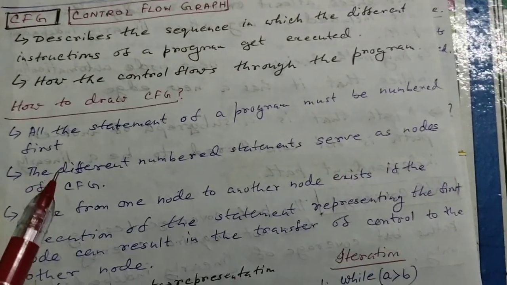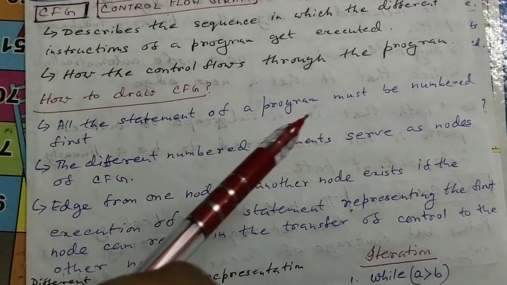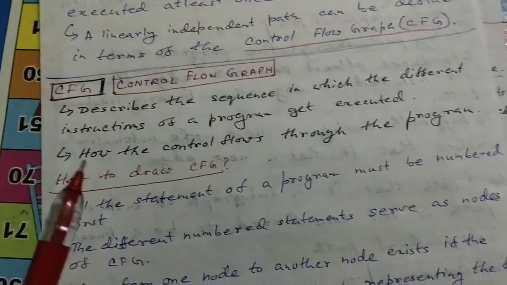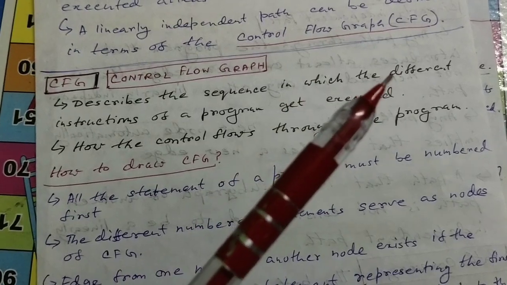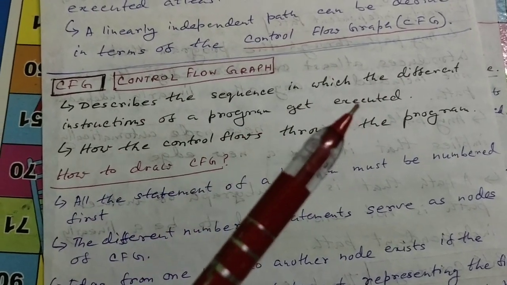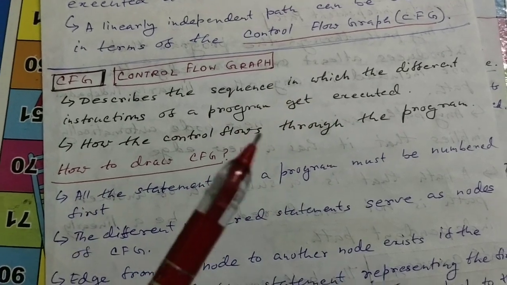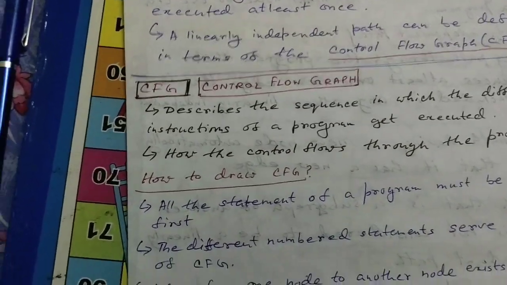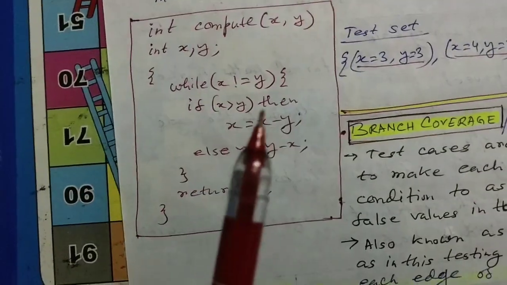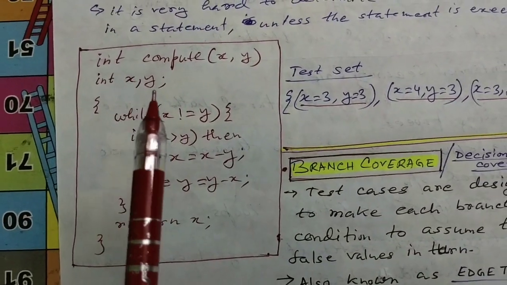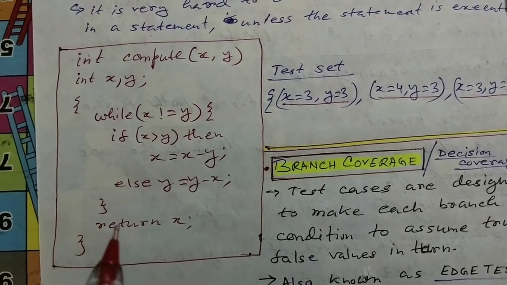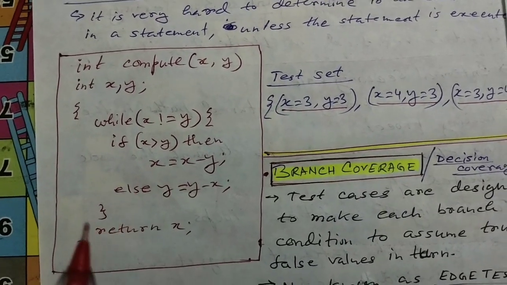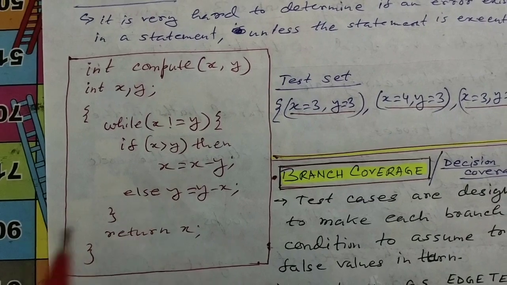Okay, so coming to the CFG, all the statements of a program must be numbered first. Sorry, before that, what is a CFG? It describes the sequence in which the different instructions of a program get executed, how the control flows through the program. Now suppose you can see this program. If you consider this program, how the program counter will flow throughout the program and how the statements are executed one by one, that will be shown by the control flow graph graphically.